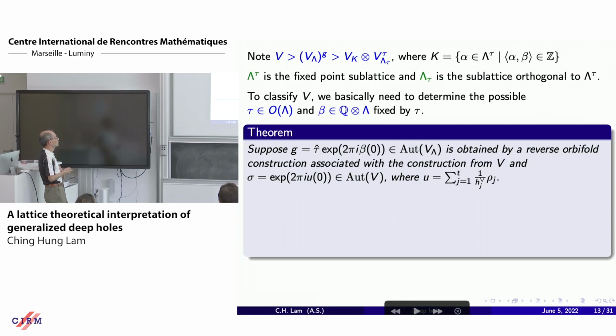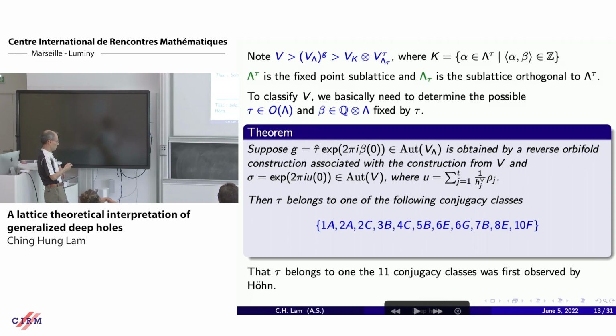So here is one of the first things we determine. What should be the possible cases for tau first? If we start with this V and then you start with this special element U and then you take a reverse, then the automorphism G will look something like this. The first theorem we obtain is that tau must be one of these 11 classes. So I will explain the idea of how this works. It's basically by case by case checking, but there's something behind it.